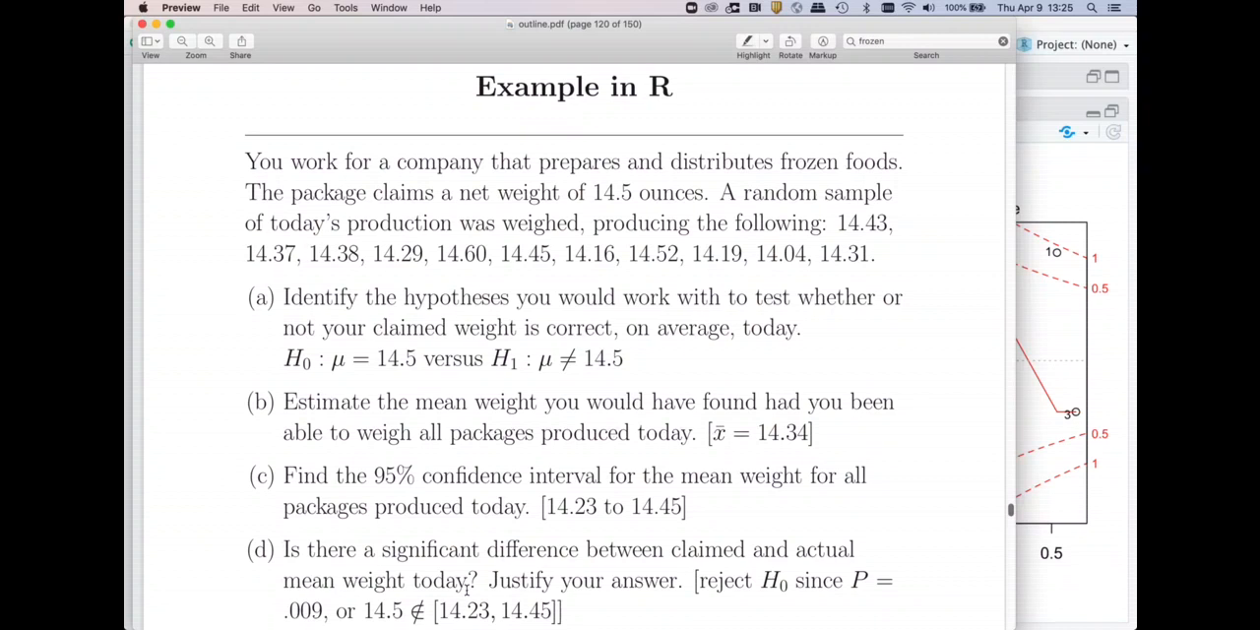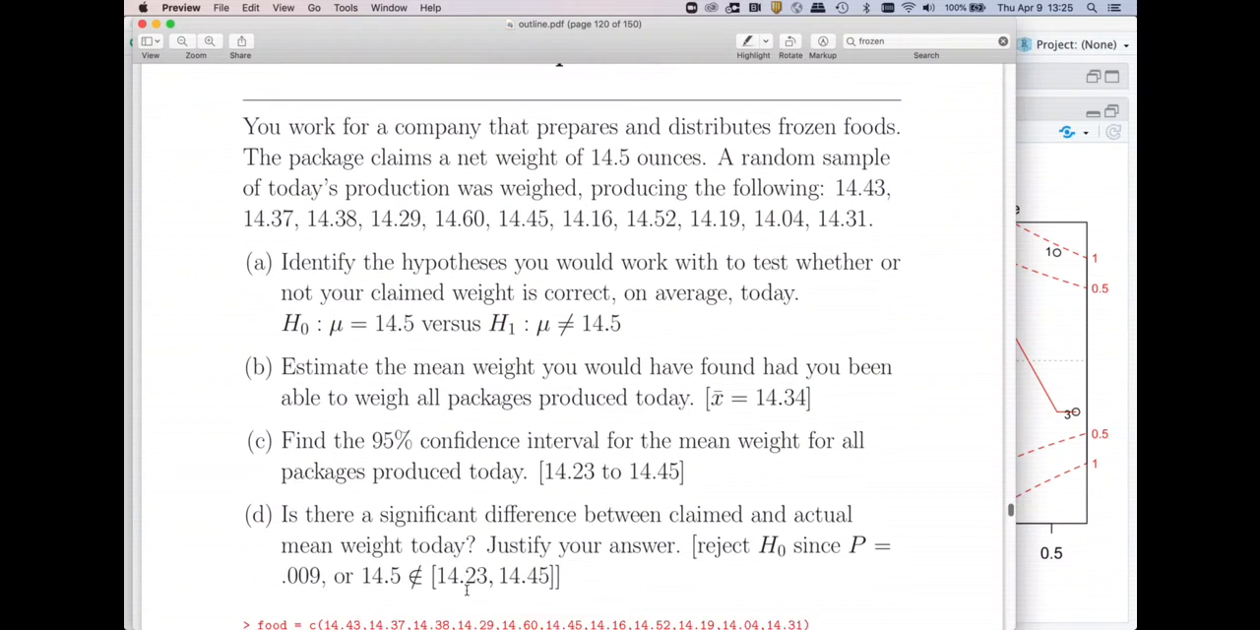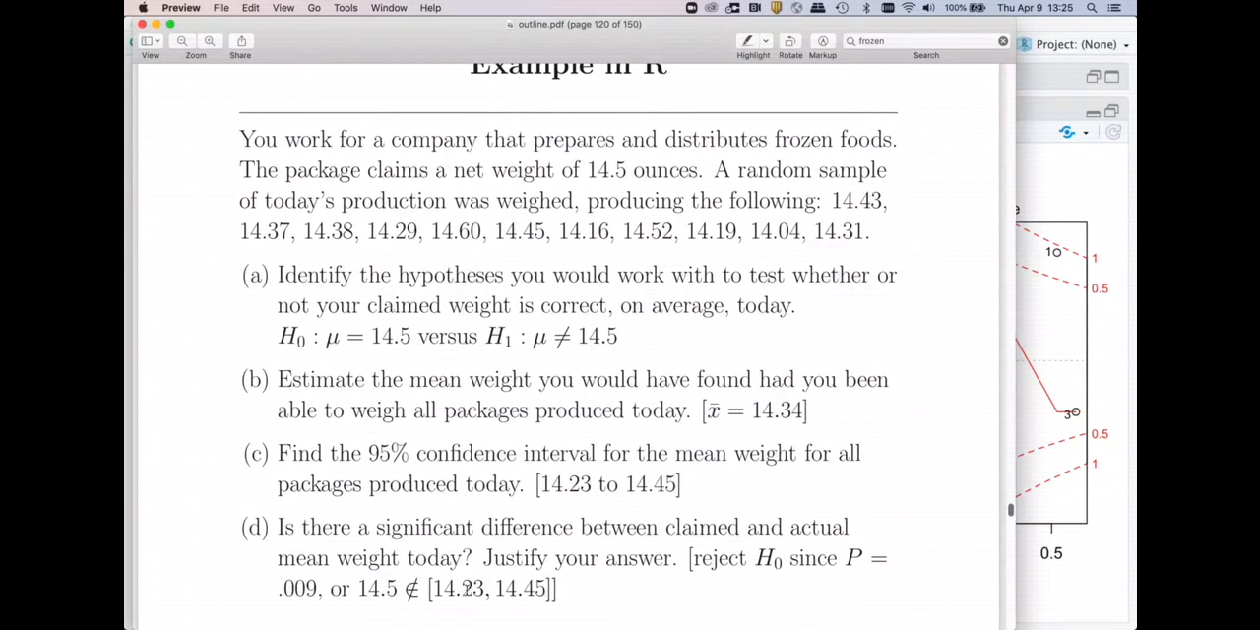Part D asks whether there's a significant difference between the claimed and actual weight for today. Justify your answer. So one way to do this is simply look at whether the reference value, 14.5, is contained in the 95% confidence interval. And notice it's not. It's just outside of it. And therefore, we would reject the null hypothesis that the mean is 14.5.